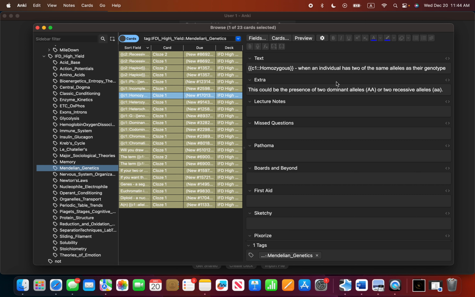Homozygous is when an individual has two of the same alleles as their genotype. So this could be the presence of two dominant alleles or two recessive alleles. That's when you call them homozygous. And heterozygous should be one big A next to a small a.